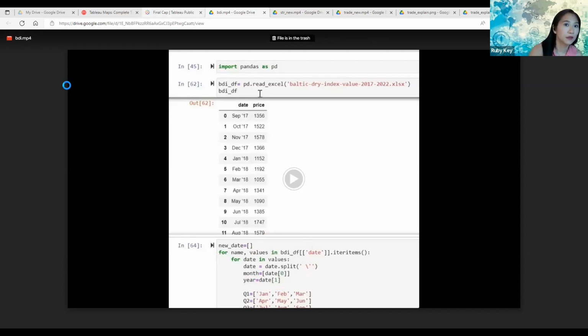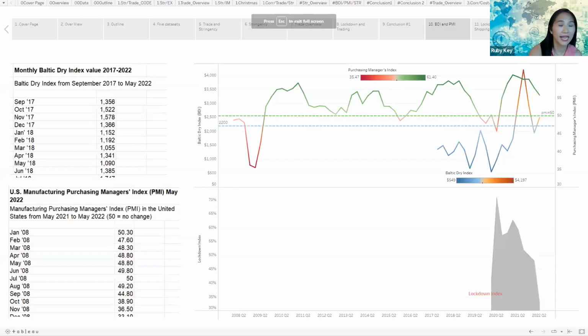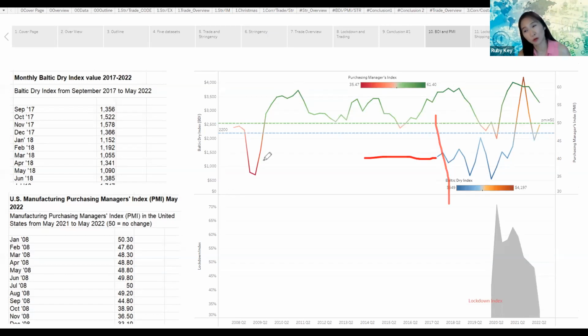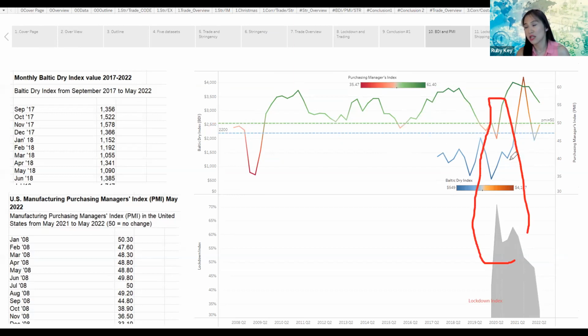So my first data, the Baltic Dry Index that indicates shipping, is this blue and orange chart. I could not get the data from before 2017 because I have to pay for it, but on average, it falls around 2,200. Anything above 2,200 is too expensive. And you can see here, right after lockdown hit, the shipping price went up to twice the average. That's never been seen in the past years.